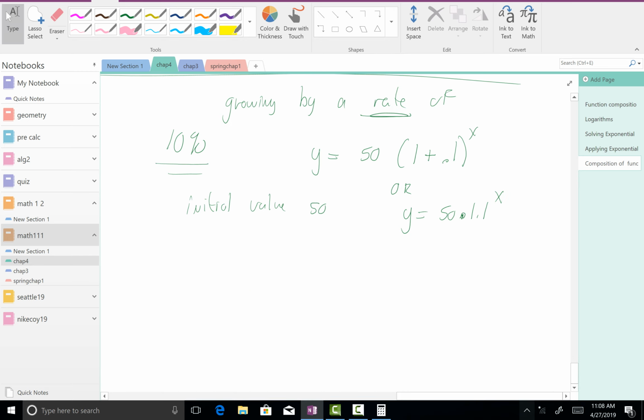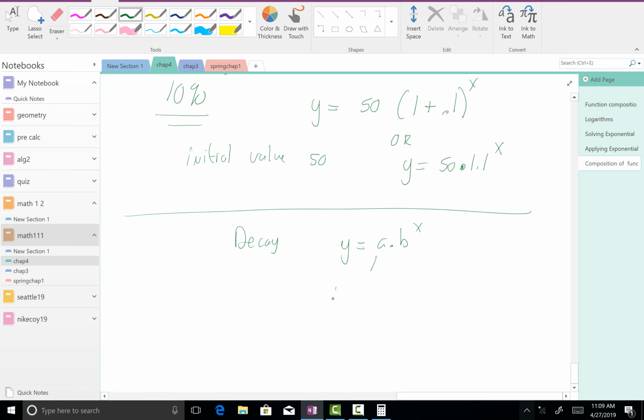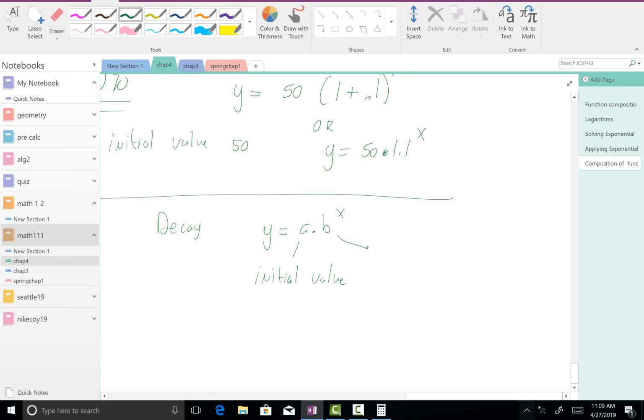You could also have a decay. If something is dying off, we can have a decay. The equation does not change. I really like the a times b to the x better, because that's how you've most likely seen it. Nothing changes. This is still your initial value, and this is still your factor, it's just a decay factor.